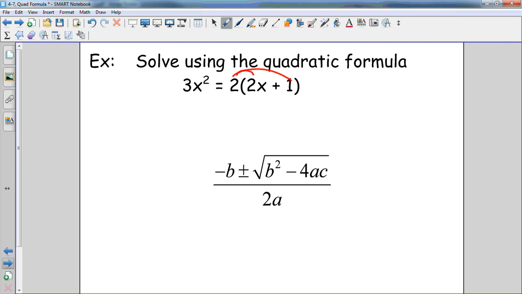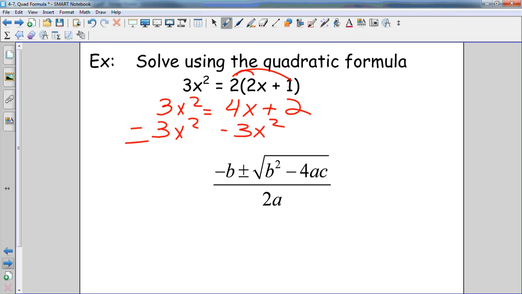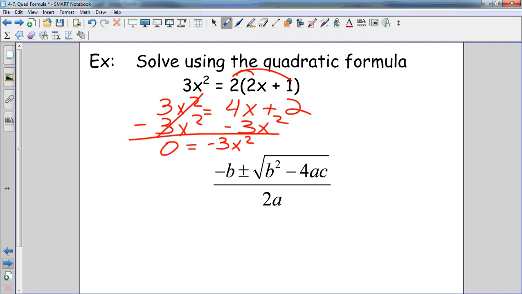Okay. So I have 3x squared equals 4x plus 2. You can either subtract 3x squared from both sides, or you can subtract 4x and subtract 2. Doesn't matter. I'm just going to do this, minus 3x squared. So I have 0 equals negative 3x squared plus 4x.